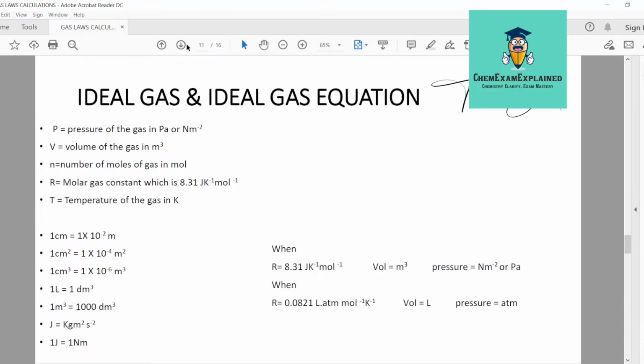Let's move on to some questions dealing with the ideal gas equation.